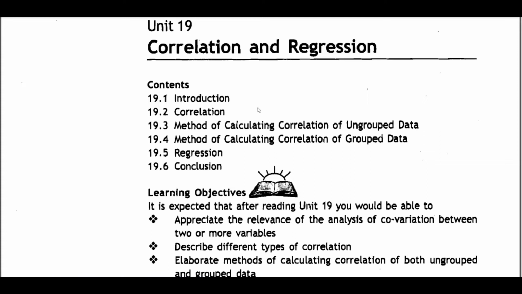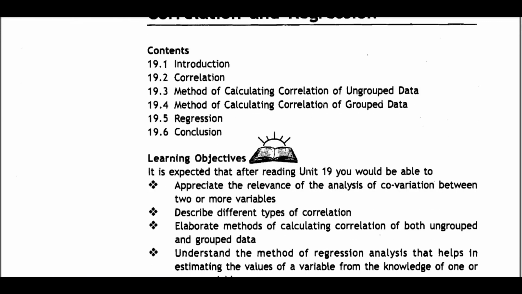When we look at the contents, it is 19.1, the introduction, 19.2 correlation, 19.3 the method of calculating correlation of ungrouped data, 19.4 method of calculating correlation of grouped data, 19.5 regression, and 19.6 conclusion.